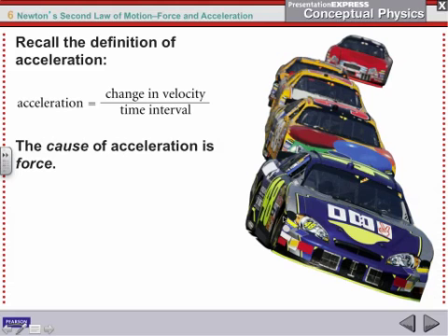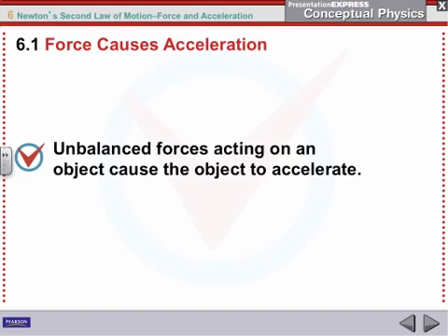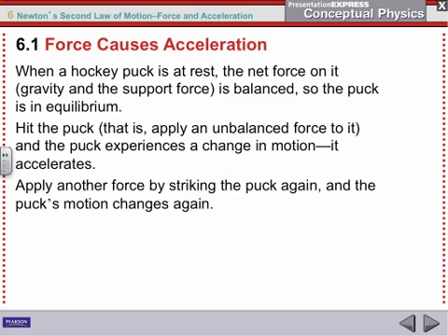All right, remember we talked about acceleration. We said acceleration was a change in velocity over time. Well, what causes that change in velocity, or that acceleration? Well, that's force, and that's what we're going to talk about in this chapter. Unbalanced force causes an object to accelerate. So when we have a force that is not completely balanced, then we're going to get acceleration.